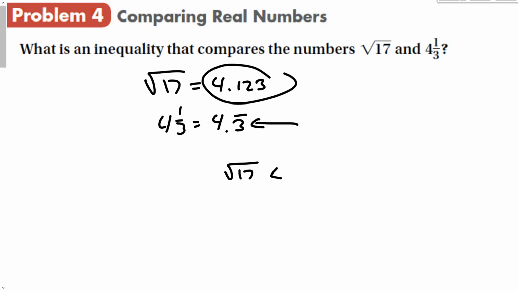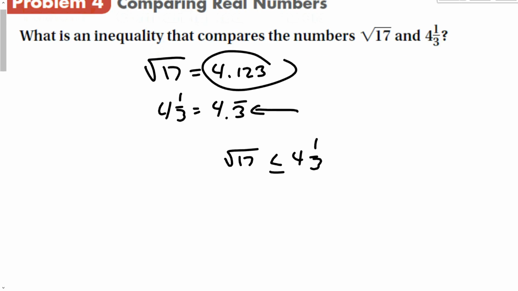So I can say that radical 17 is less than 4 and 1/3. And I didn't have to use less than. I could also write less than or equal to. It's not equal to it, but it is less than it still. So I don't have to be too specific with those symbols, unless we have something that are equal.